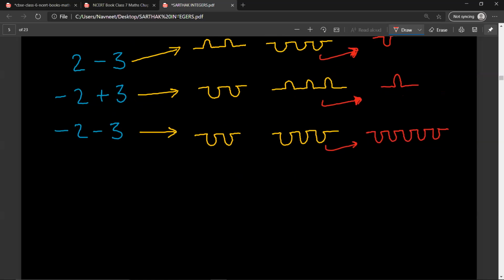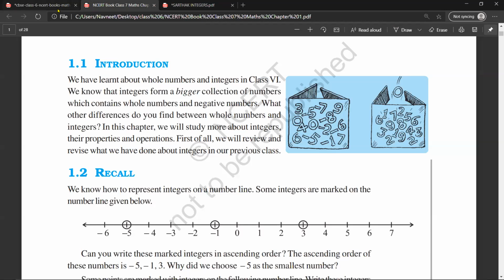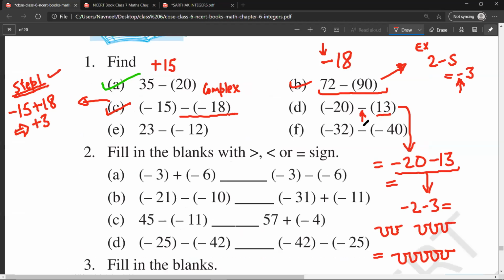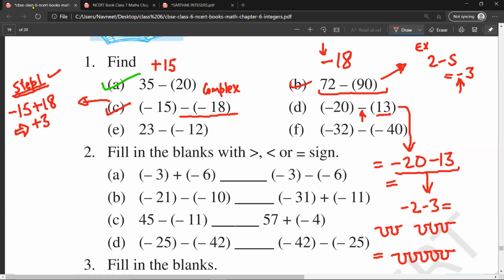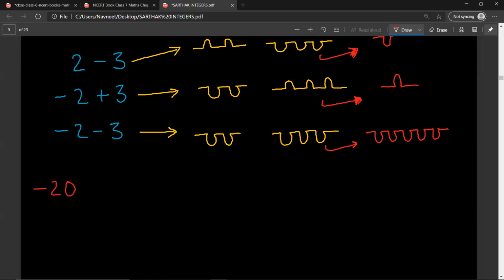Now let us take this question where I was having a confusion. -20 minus +20, minus 20, minus 30. So in step 1, I'll write this as minus 20 minus 13. Is it correct?